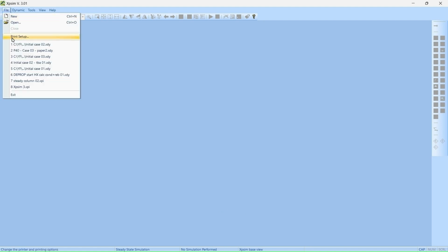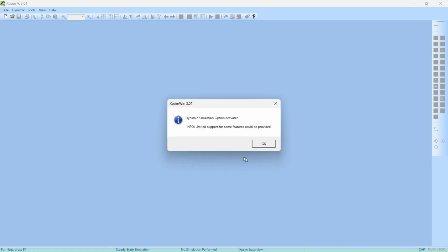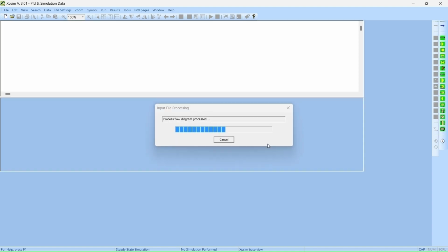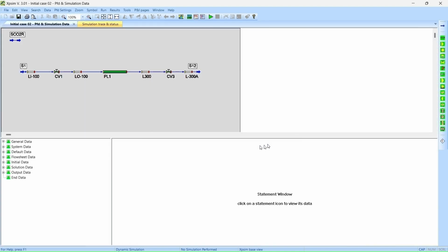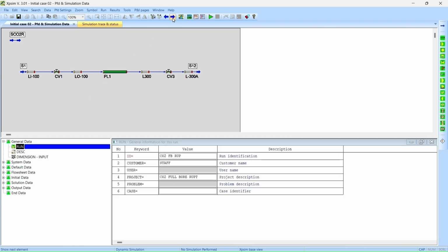The input file is open. The process flow diagram shows the pipe PL1 equipped with piping and valves for the filling of the fluid and its containment. Let's have a look at all input statements required to set up the simulation.